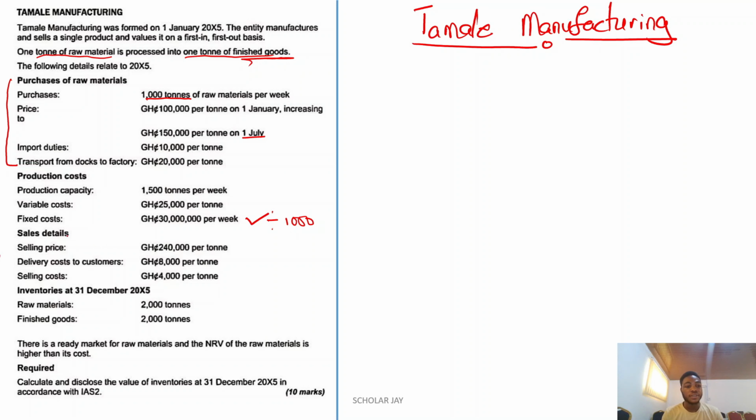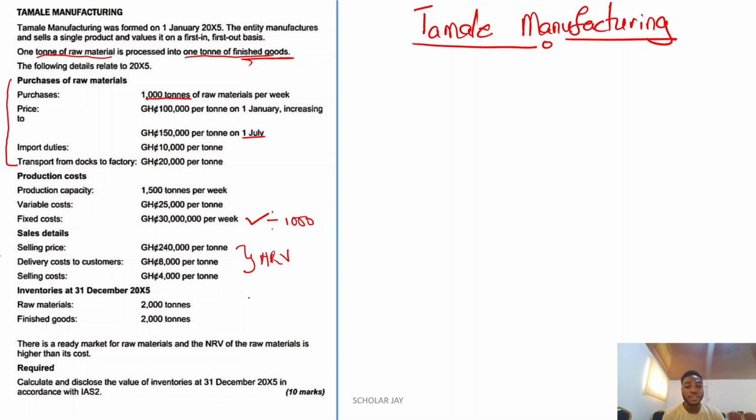Okay. Then we have the sales details. So the sales detail is saying that selling price is 240,000 Ghana cedis per ton. Delivery cost to customers, that is 8,000 per ton. Selling cost, that is 4,000 per ton. So this will help us ascertain the NRV.